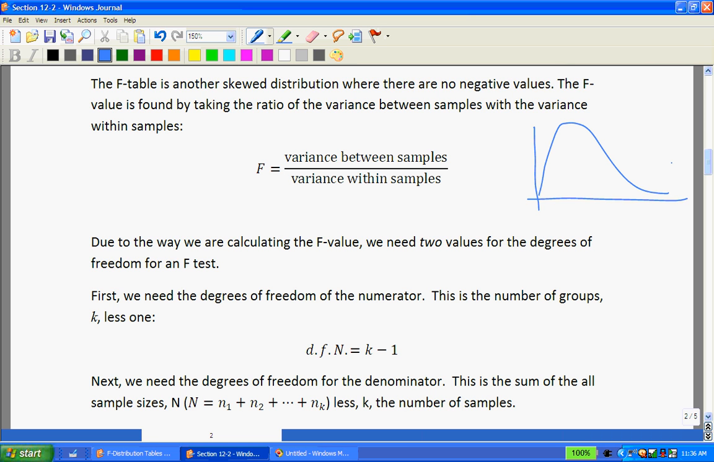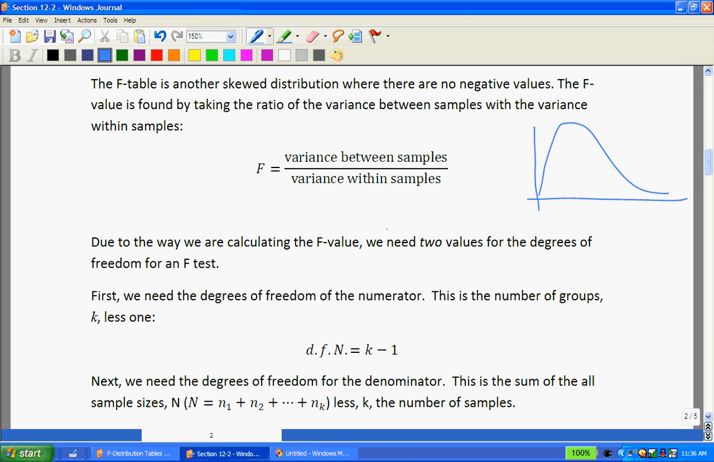And notice that I don't go past that y-axis, so there's no negative values, just all positive values, and I have the skewness in the tail, or skewness to the right. The F value that we're comparing and testing is found by taking the ratio of the variance between samples that we just talked about with the variance within samples, and I'm going to put a fraction with those two values. So F is the same thing as the variance between the samples compared to the variance within the samples.